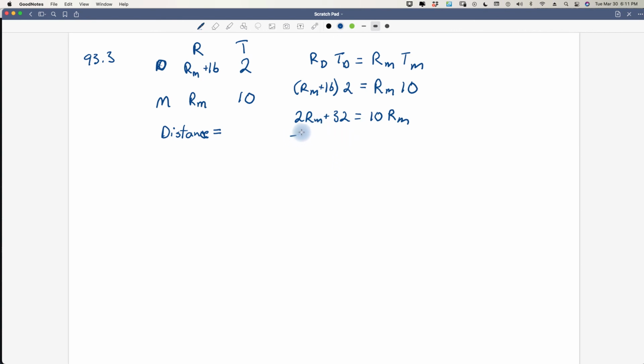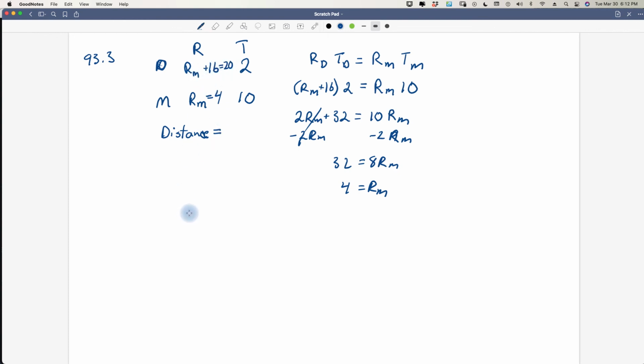So we can subtract 2 times the rate of Medill from both sides. This will cancel. 32 equals 8 times the rate of Medill. The rate of Medill is 4 miles per hour. He is a fast walker. That's pretty quick. So this is 4. So this is going to be 20 because 4 plus 16 is 20.